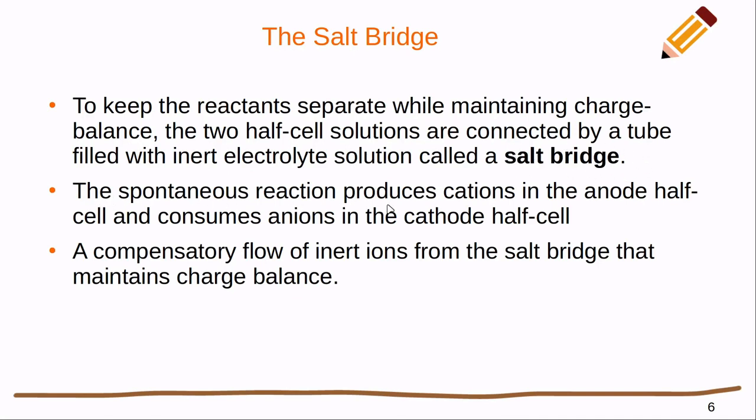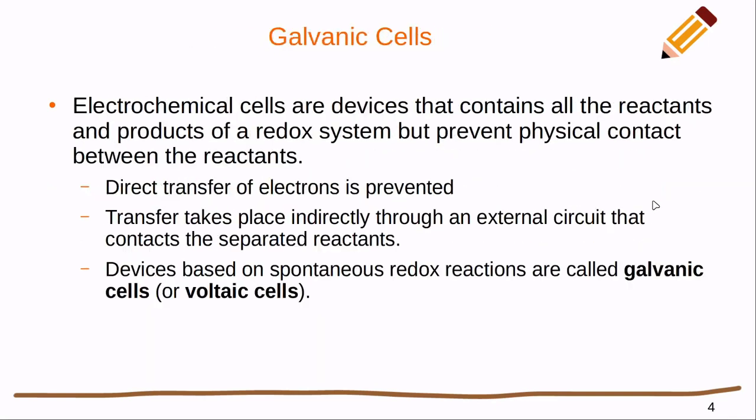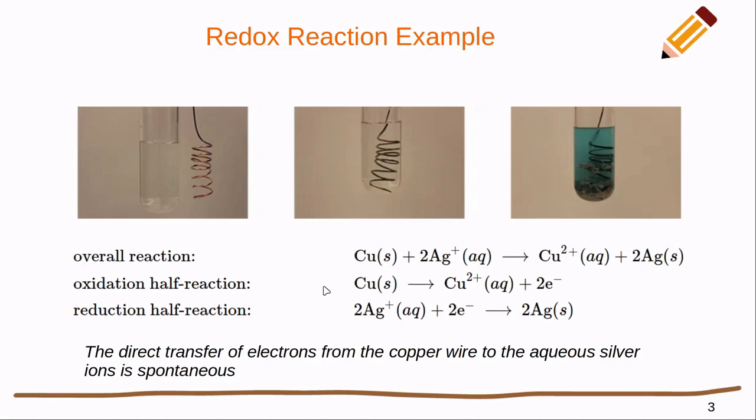The spontaneous reaction produces cations at the anode. So if we go back here at our anode right here, we're producing copper cations.